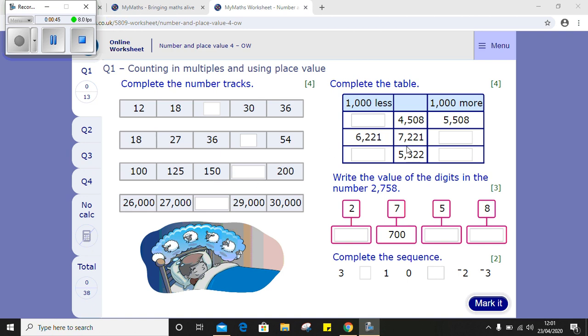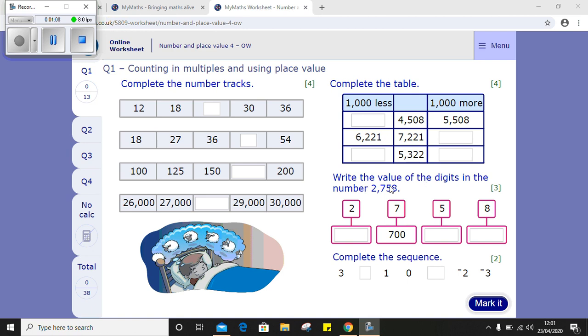Over here, we're looking at completing the table. So we've got our starting number in the middle. Then this time we're looking at 1,000 less than 4,508. We've got 1,000 more there. We need 1,000 less. So here we've got 1,000 less than 7,221. We want 1,000 more, and the same down here.